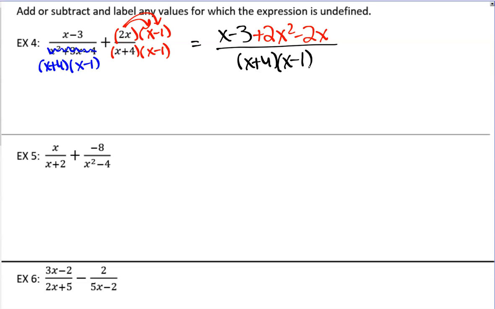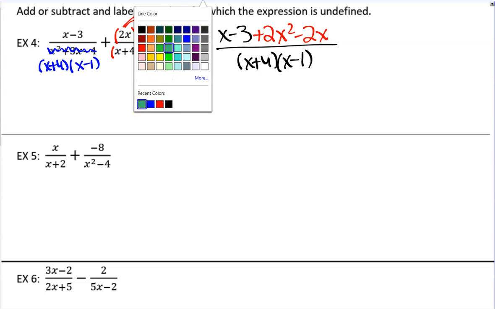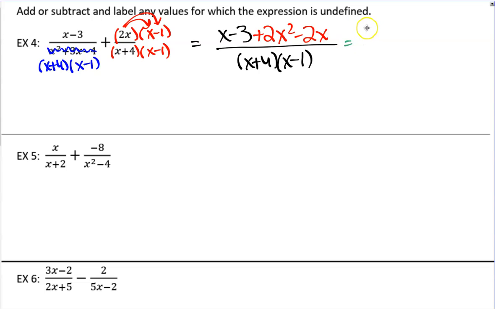Here we need to simplify our numerator. So I see some like terms. 2x squared, that stays. It's going to come first because we're going to do standard form. I do see x and then minus 2x. That's going to give me negative 1x, or minus x. And then we have minus 3 all over x plus 4 and x minus 1. All right. I'm not going to get ahead of myself. Okay, so this is simplified.